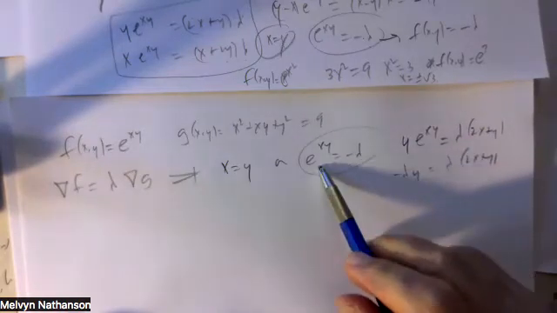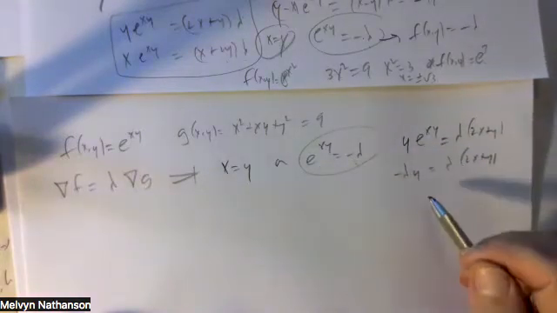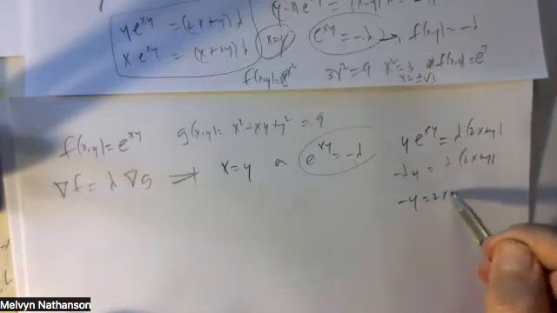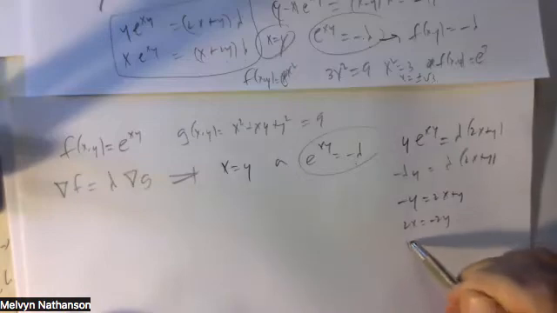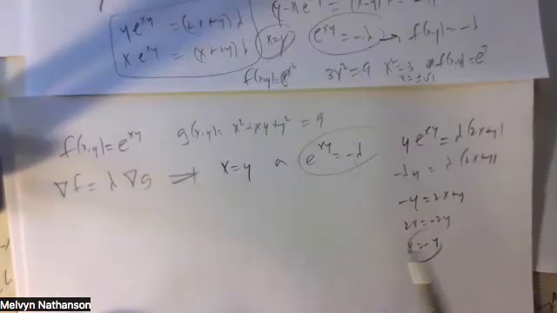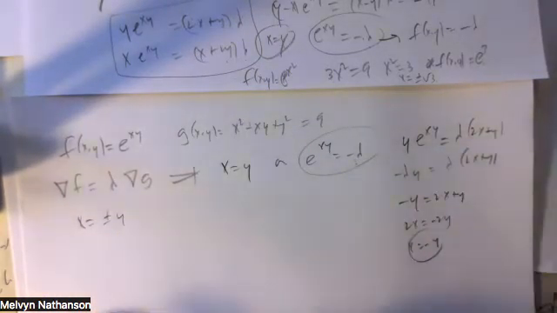Lambda is not 0 because the exponential function is never 0. In fact, lambda is always positive. But this says that minus y equals 2x plus y, 2x equals minus 2y, or x equals minus y. So the only possible extreme values of this function could occur when x equals plus or minus y.